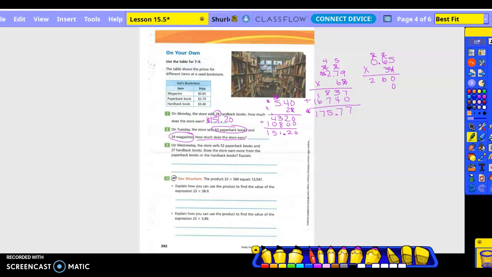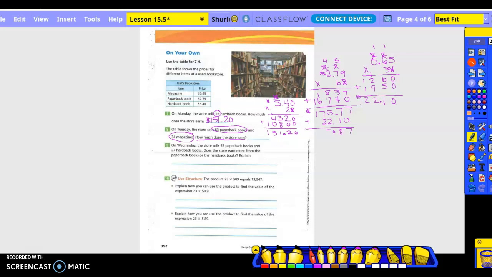3 times 5 is 15, carry the 1. 3 times 6 is, plus 1 is 19, carry the 1. 3 times 0 is 0, plus 1 is 1. 5, 0, 11, 12, carry the 1, 2. How many decimal places? 2. So now we need to add $22.10 to $175.77. We use the what to keep everything in line? Decimal, right? Bring the decimal straight down.